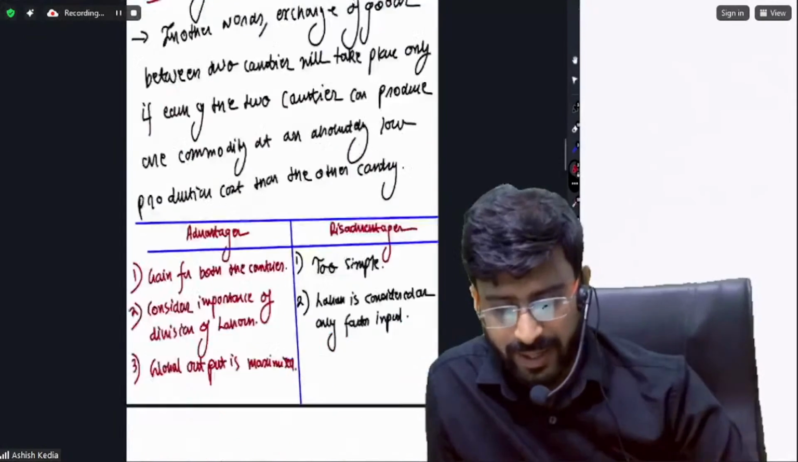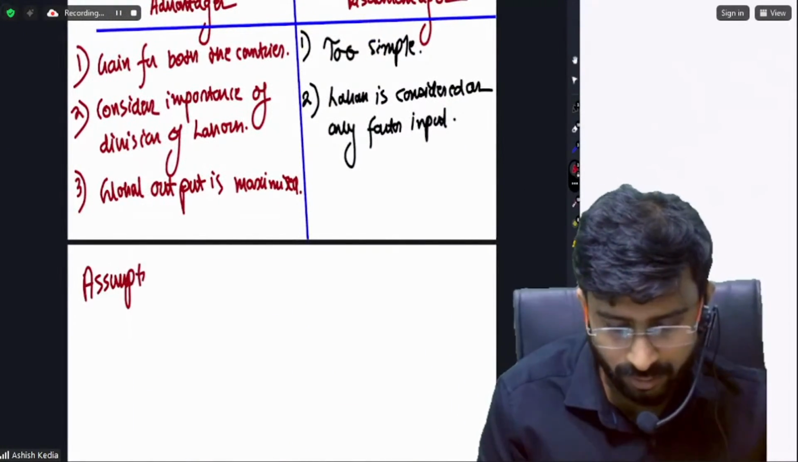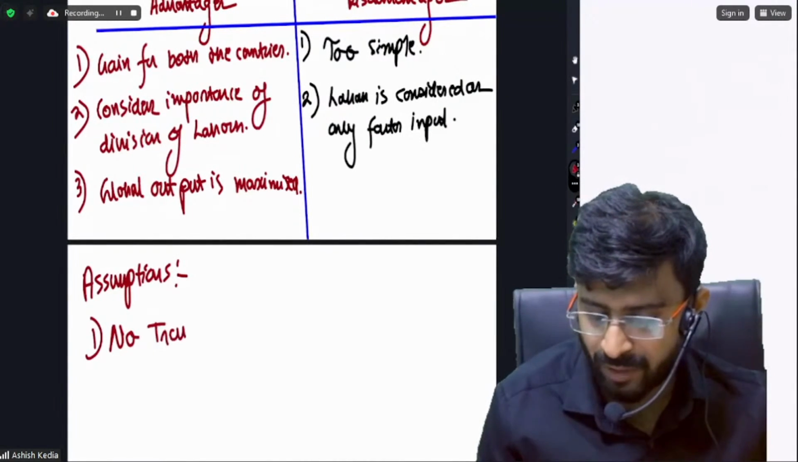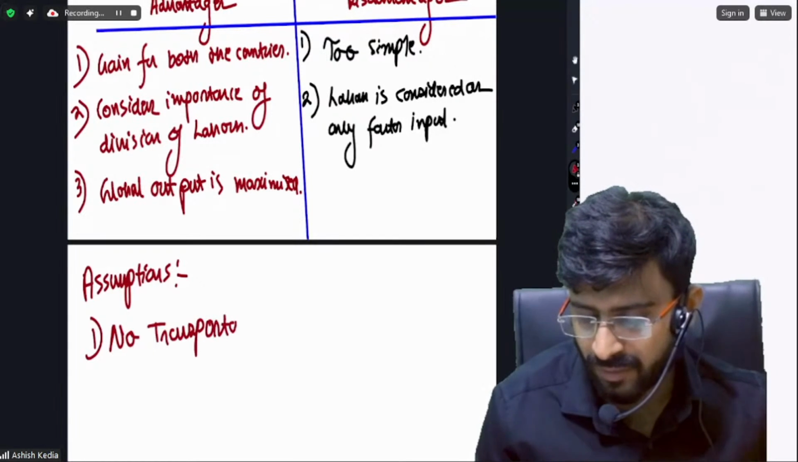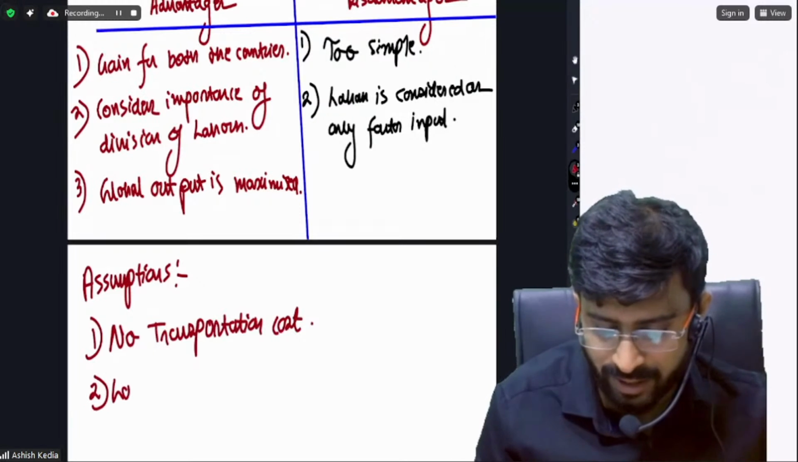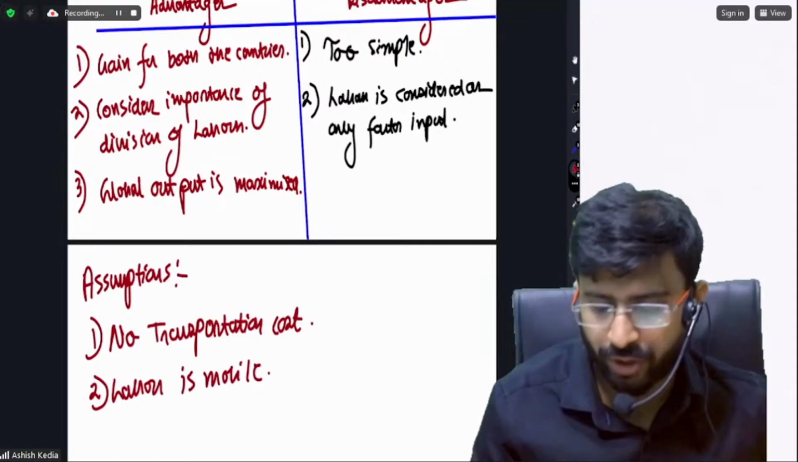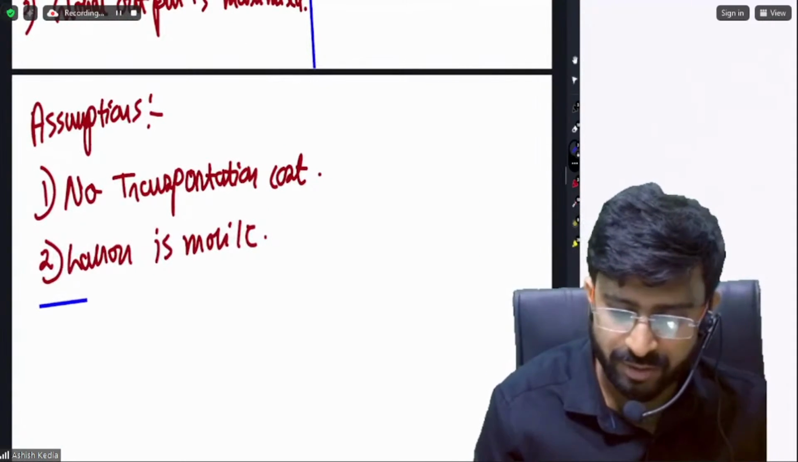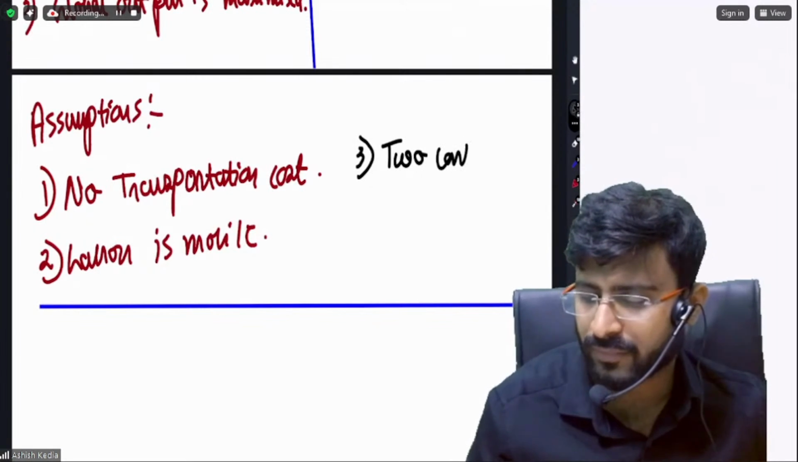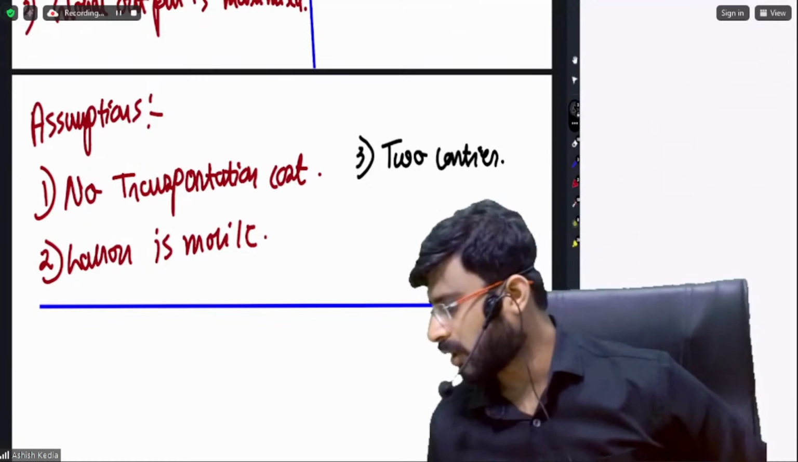Major assumptions, if I write about this theory. Number one, no transportation cost. And number two is labor is mobile. These are the major assumptions. Yes, there are other assumptions, you got to read that, but these are the two major assumptions. Third, there are two countries that we are talking about.